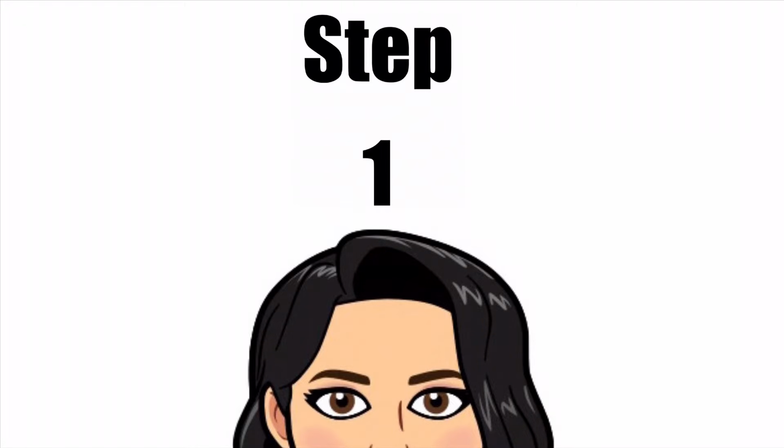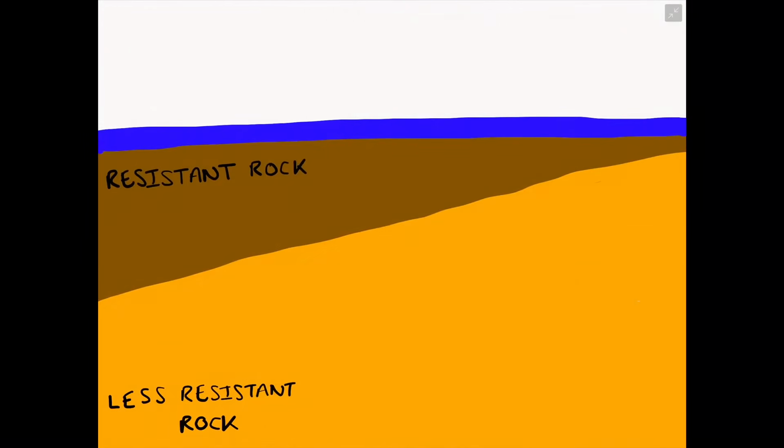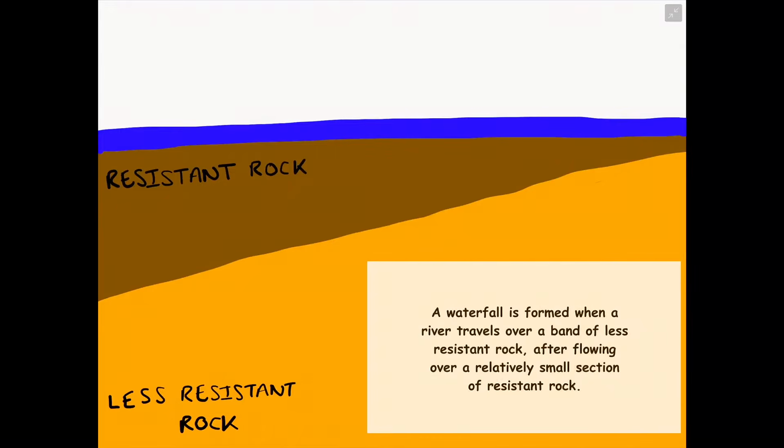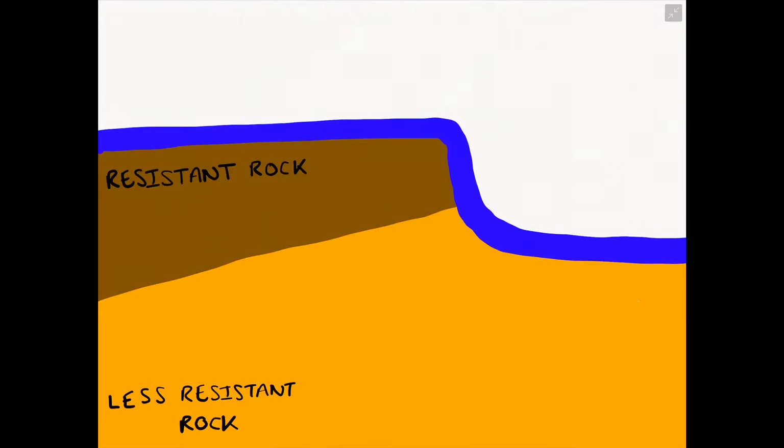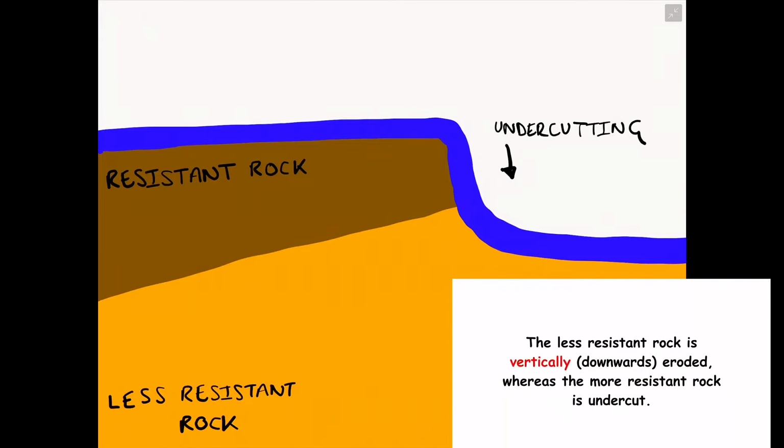So step one in the formation of a waterfall is when we have a river which has just travelled over a band of less resistant rock after flowing over a relatively small section of resistant rock. Step two is when the less resistant rock over time has been vertically eroded. That means downwards erosion has taken place, where the water has eroded in a vertical movement, whereas the more resistant rock is actually undercut very slightly by the water.